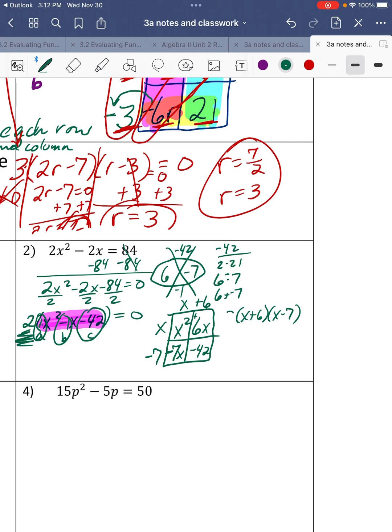And we have a 2. Don't forget about the 2 on the outside. Equals 0. Now the 2 doesn't have a variable, so we do not have to set that equal to 0. The x plus 6, that factor obviously has a variable, x. We're going to set that equal to 0, and we're going to solve.